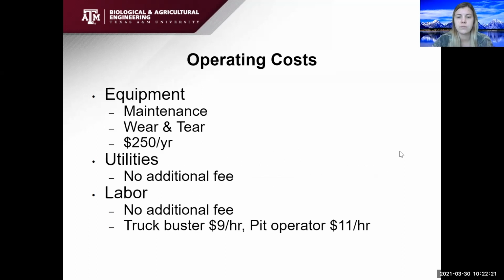It's just going to be used throughout the daily activities of this pit operator and truck buster. As far as operating costs go for this hopper sleeve, we estimated an average maintenance, maybe wear and tear, that would come up around $250 a year for that equipment specifically. There were no additional fees applied for utilities, because we're not drawing extra power or anything based off this implementation. It's just that hopper sleeve cover specifically.